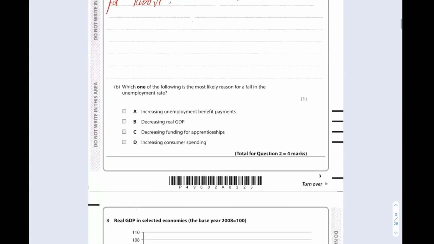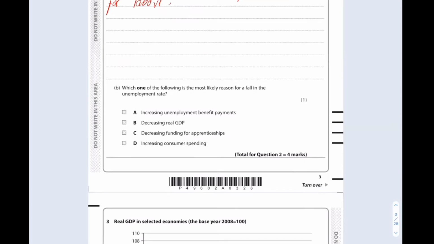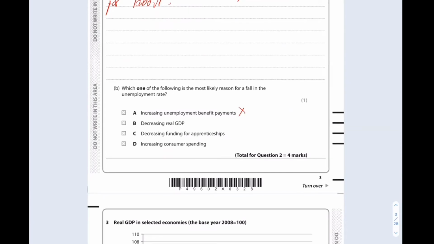All right, which one of the following is the most likely reason for a fall in the unemployment rate? Increasing unemployment benefit payments. No, that's going to encourage them to remain unemployed, because they can just not work and earn a salary which they'll be happy with. Decreasing real GDP. No. Decreased funding for apprenticeships.